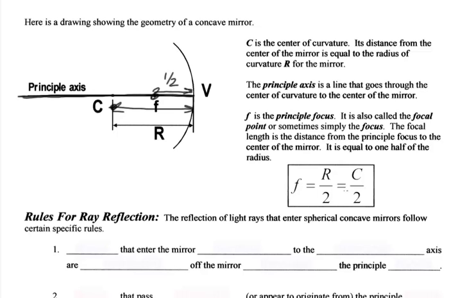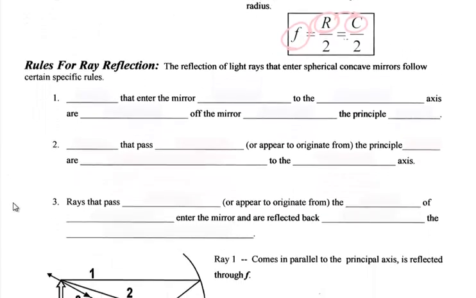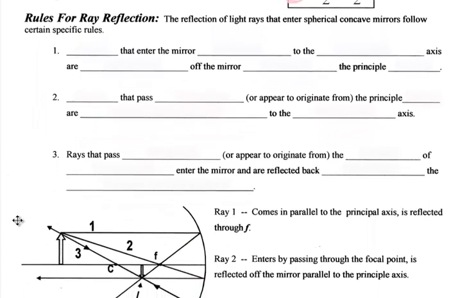Okay, we have our first equation, I believe given to us on the formula sheet. Oh no. That's just looking at a relationship. The focus is 1/2 of the radius, and the radius is the center of curvature. So our focal point, or our focus, or the principal focus, is 1/2 of the radius. Okay, so let's move on here.